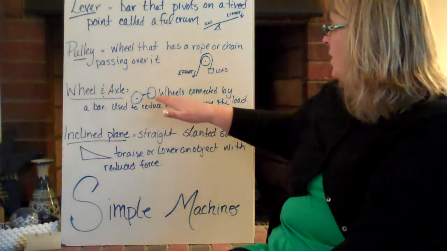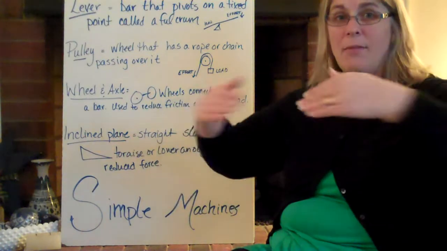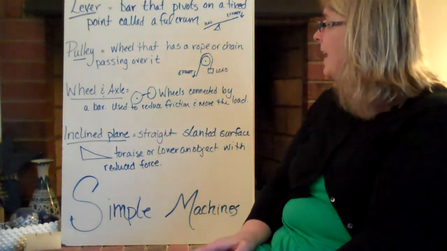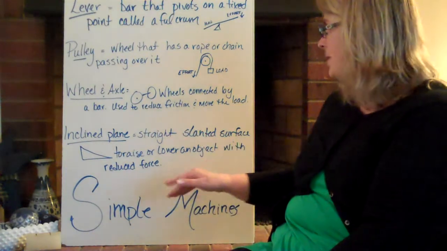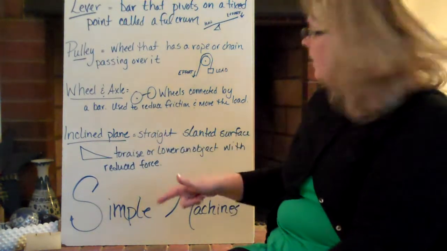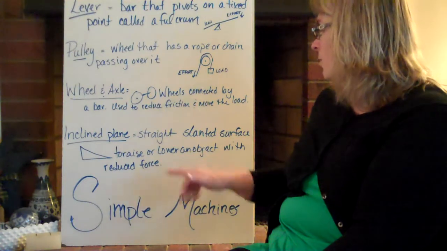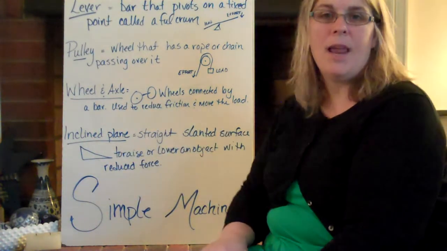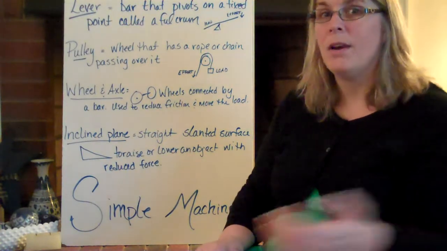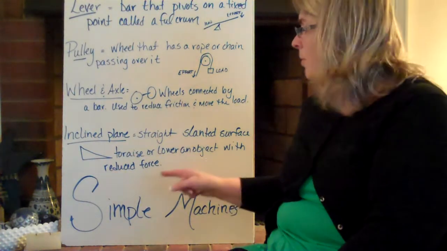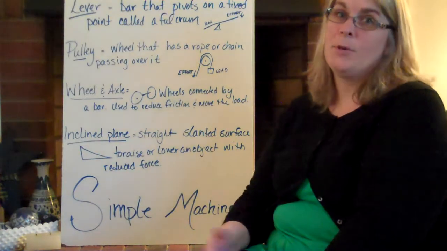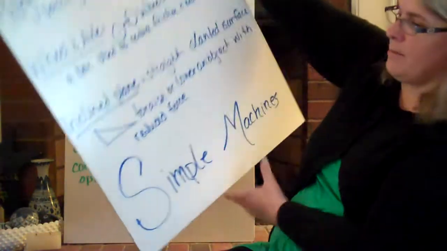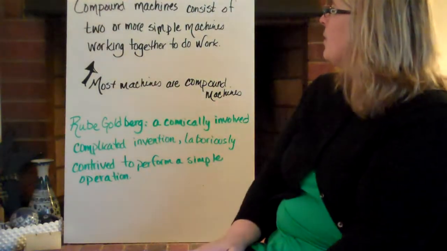A wheel and axle is a wheel connected by an axle or a bar. You can just have an axle in the middle of a wheel, used to reduce friction and to move the load. An inclined plane is a straight slanted surface, like this, a ramp, that is used to lower an object with a reduced force. Now imagine if you had a ramp and a wheel and axle. Think about how much more mechanical advantage you'd have. If you were pushing up, it would make it easier, and if you're pushing down, you could just let the thing go.